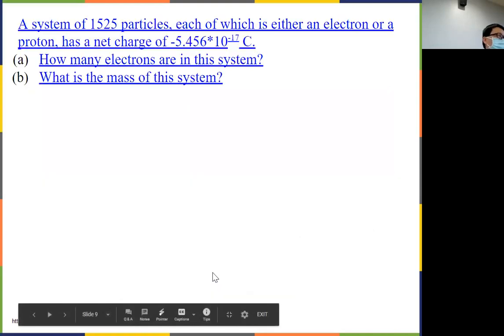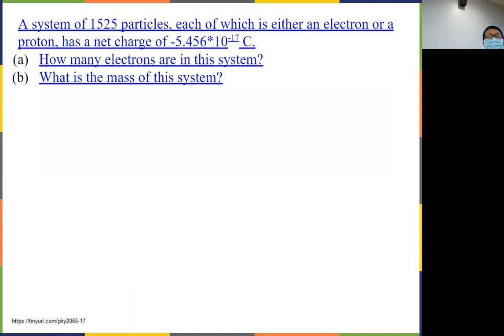Let's take a look at this example. It says a system of 25 particles, each of which is either an electron or a proton, has a net charge of minus 5.456 times 10 to the negative 17 coulombs. That indicates you have more electrons than protons in this system. It's asking how many electrons are in the system, and then what's the mass of this system.